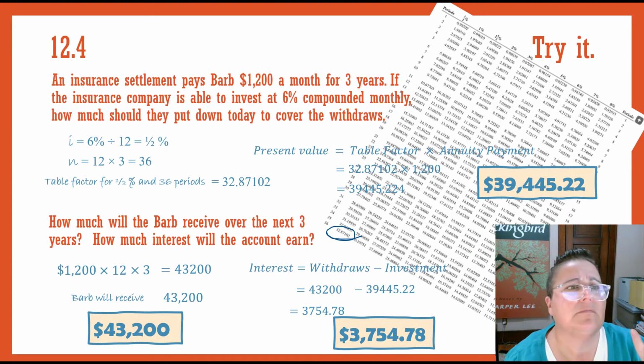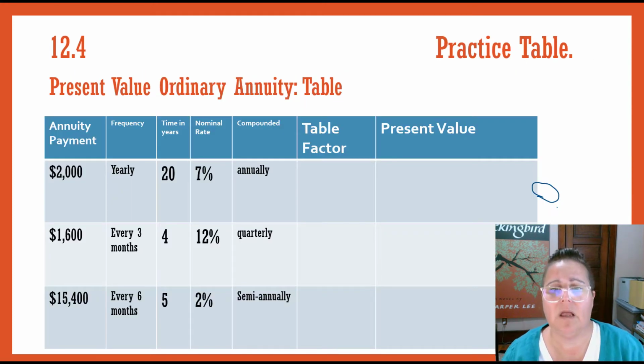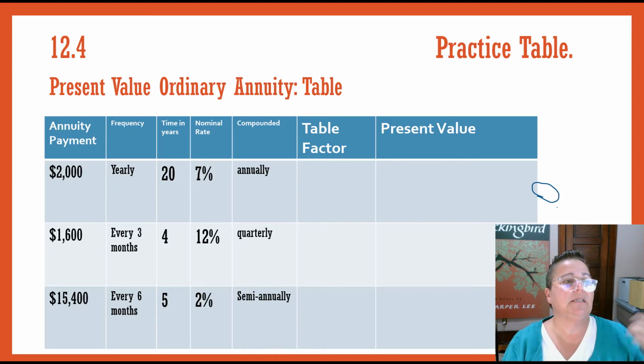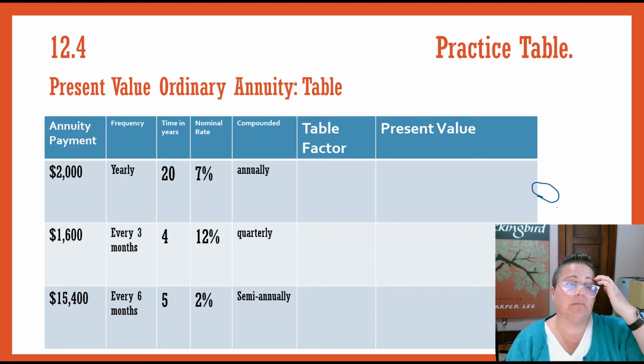All right. Let's try. I do have a practice table here. Oh, and it looks like I've got a blue circle for whatever reason. This is the present value ordinary annuity table. We've got an annuity payment of $2,000 paid yearly for 20 years at 7%, compounded annually. So we're going to find the table factor and the present value. I'm not going to do the interest on this one. I went through that in the previous two examples.